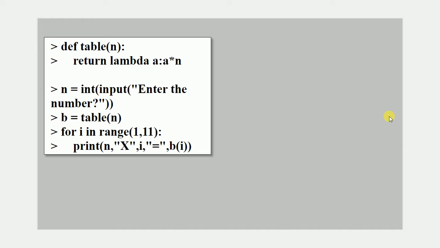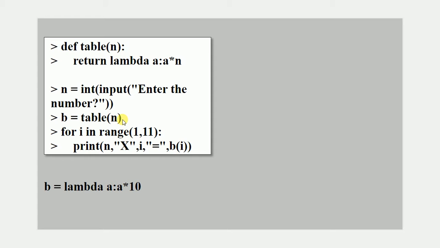b equal to table of n. So table of n, table is our function. The n value, currently n equal to 10, so 10 will pass to our function. So it will return lambda a colon a into 10. So b equal to lambda a colon a into 10 will be our expression till here.